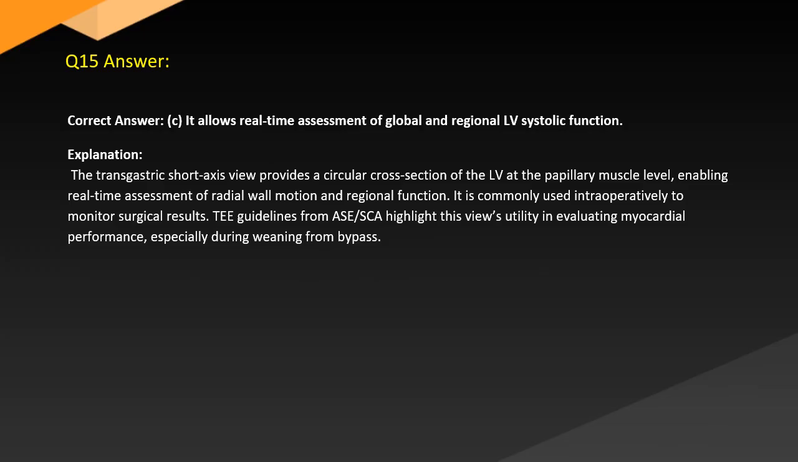Answer. Correct answer. C. It allows real-time assessment of global and regional LV systolic function. Explanation. The transgastric short axis view provides a circular cross-section of the LV at the papillary muscle level, enabling real-time assessment of radial wall motion and regional function. It is commonly used intraoperatively to monitor surgical results. TEE guidelines from ASE and SCA highlight this view's utility in evaluating myocardial performance, especially during weaning from bypass.